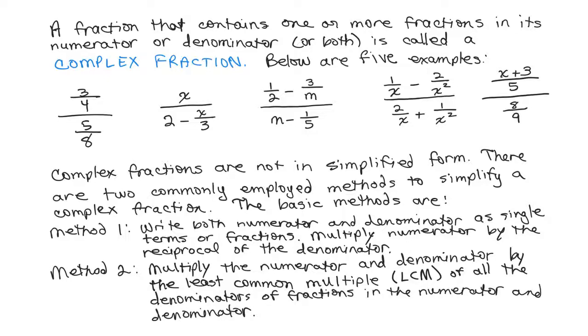If you look at the fourth example, 1 over x minus 2 over x squared in the numerator, there are two fractions in that numerator separated by a subtraction sign, so that's not a single fraction.